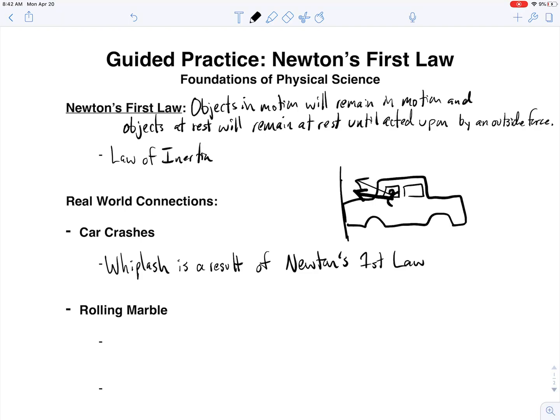So seatbelts are a response to Newton's first law. Back in the day, cars didn't have seatbelts, and when people crashed into stuff, they would go launching through the windshield of their car because of Newton's first law. So Newton's first law helped us develop things like seatbelts.